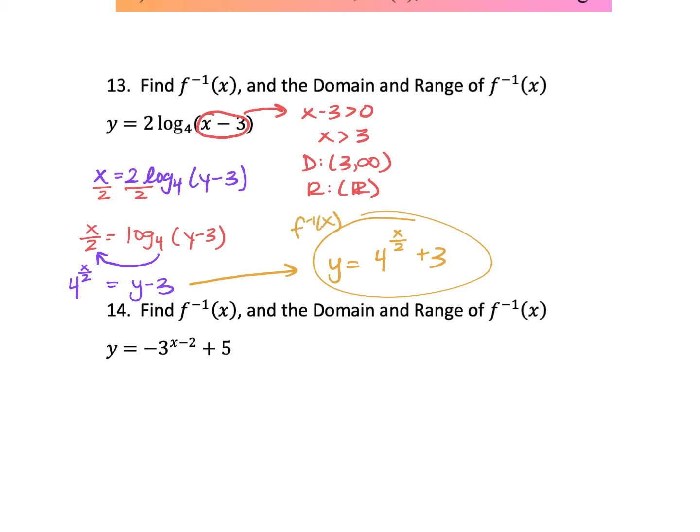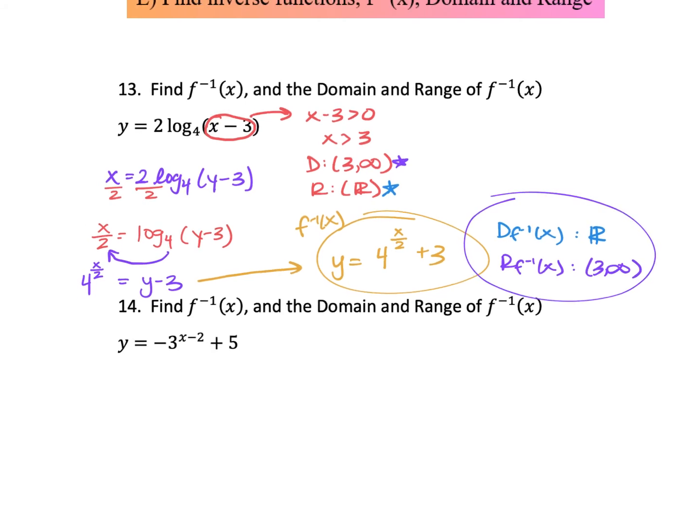Now, I already know the domain and range of that inverse function because I know the domain and range of the original function. The domain of this inverse is going to match the range of the original, so it's going to be all real numbers. The range of the inverse function is going to match the domain of the original, so that's going to be from 3 to infinity. So that's the second part of my answer.